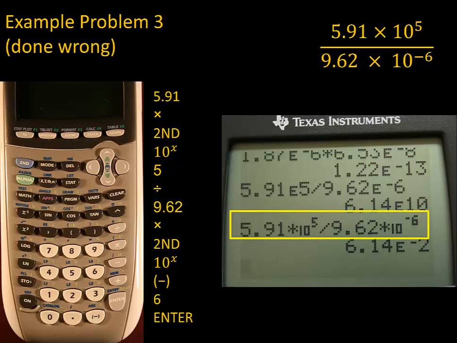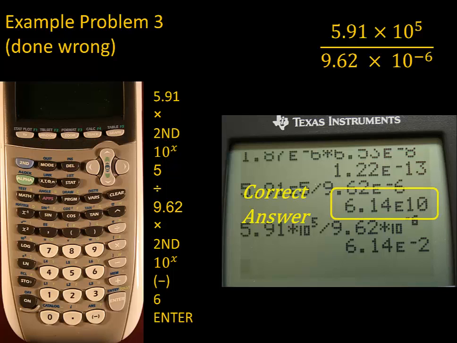Outlined in the yellow box is the expression we entered. It looks like scientific notation, complete with raised exponents on the tens, but we got the wrong answer. The correct answer is from our previous calculation and is 6.14 times 10 to the 10th. By the method we just used, we got 6.14 times 10 to the minus 2. Our incorrect answer is 10 to the 12th times too small. That's a trillion, a factor of a trillion that it's off by.